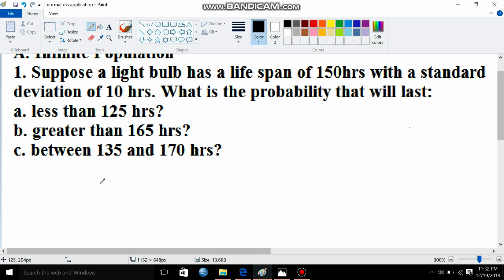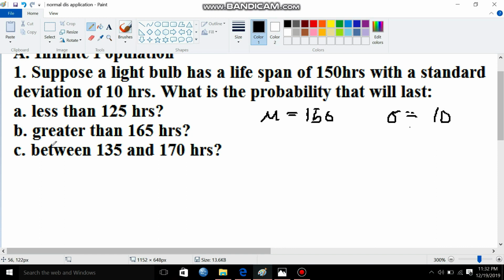Before we start, let us first identify our population mean. The population mean is equal to 150 hours, and the standard deviation is 10.